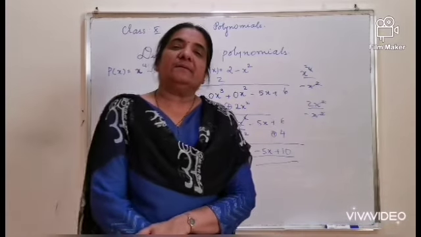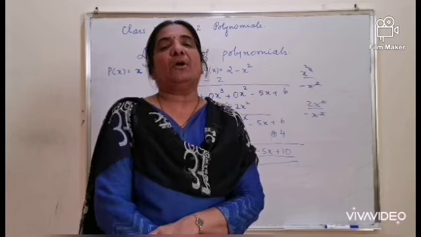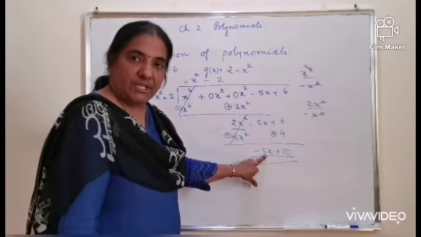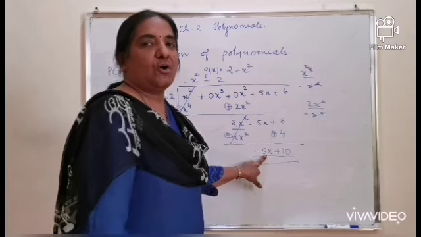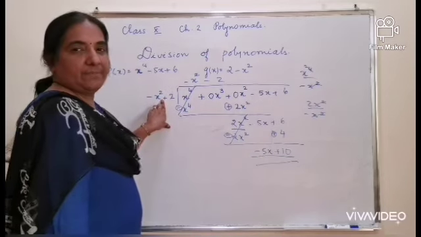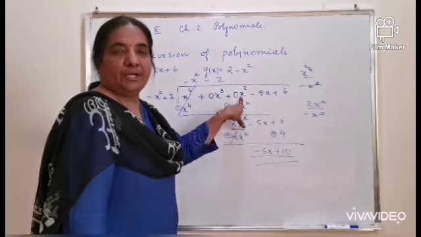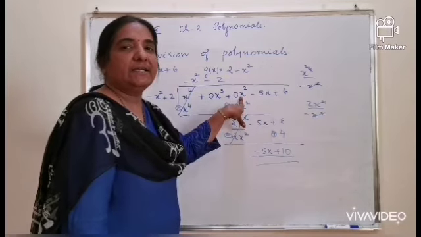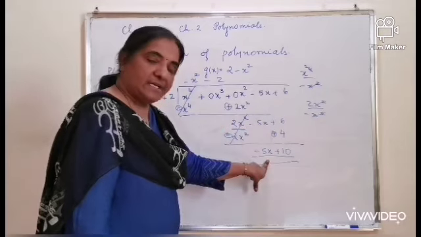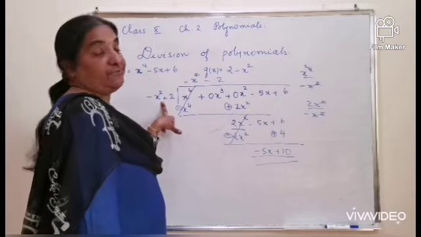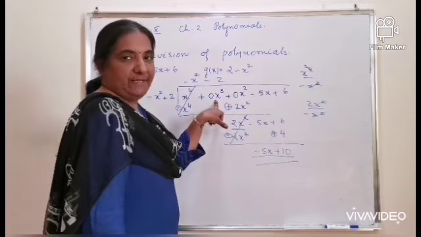While dividing a polynomial by another polynomial, if the remainder is 0, we call the divisor polynomial a factor of the polynomial which is taken as the dividend. If the remainder is 0, we call the divisor a factor of the dividend.